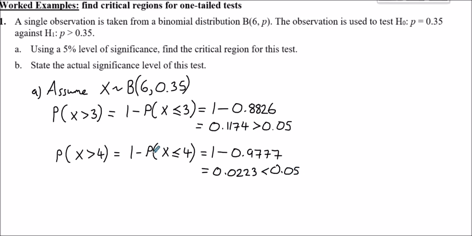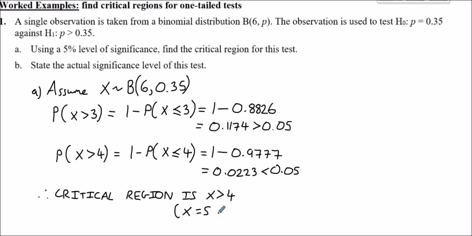So this is the first value to become in the critical region. And so the critical value is x equal to 5, the first value where x is greater than 4, in other words. So our critical region is where x is greater than 4, and if you think about the number of trials, there's only 6, so we could just say the critical region is where x equals 5 or 6.